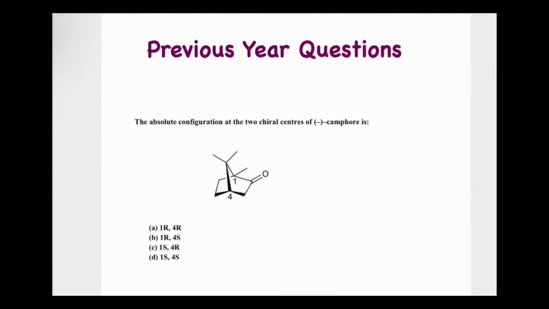Hi all. In today's class, we are going to discuss previous year questions in organic chemistry, and we'll try to solve a few questions which have a repetitive nature in exams. So we'll start with stereochemistry, and the first question we are going to solve here is finding the configuration at the chiral center. So the question is: the absolute configuration at two chiral centers of minus camphor is.